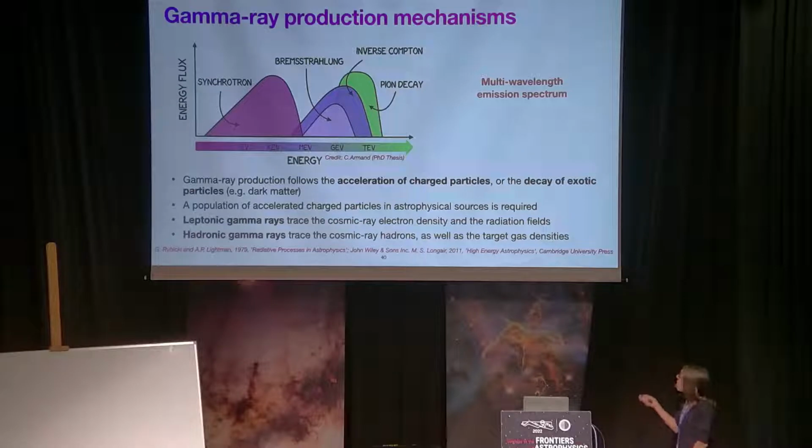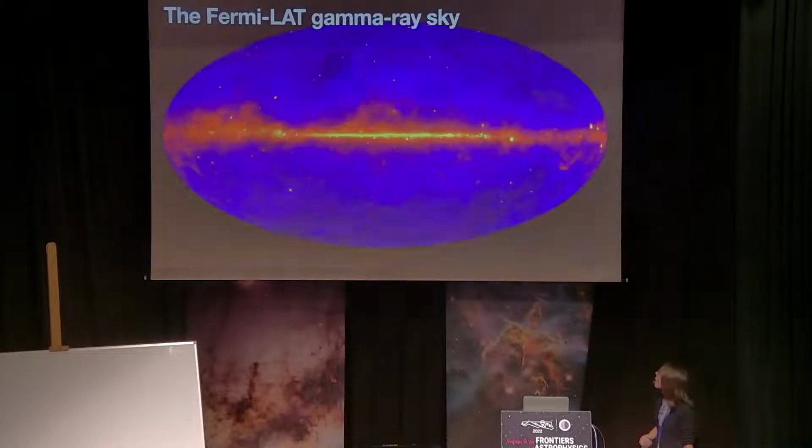So the gamma ray production mechanisms, again, boil down to cosmic rays. So you need cosmic ray accelerators or exotic physics, injecting cosmic ray particles or prompt photons, that then lead to the production of synchrotron. There are also other secondary emissions like Bremsstrahlung, inverse Compton, and pion decay.